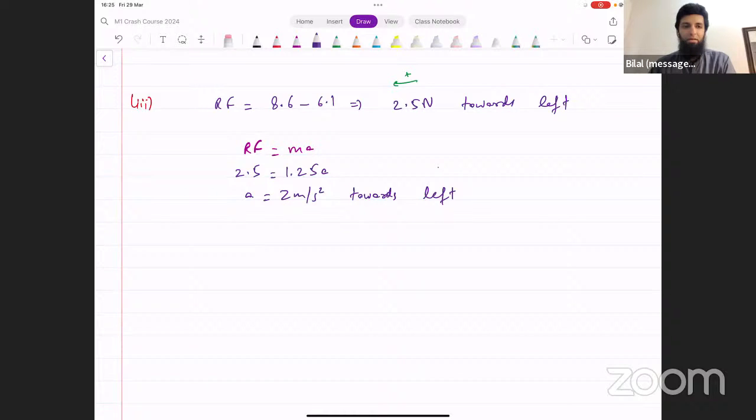Okay. All right. Any other questions? Any other questions from the worksheet apart from this? Question 14, sir. Question number 14.